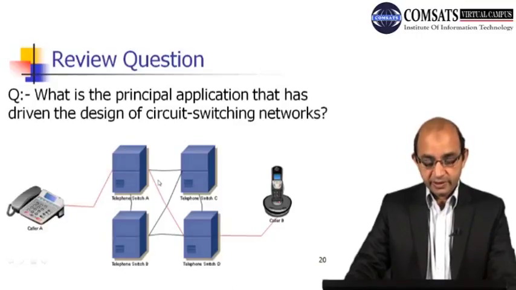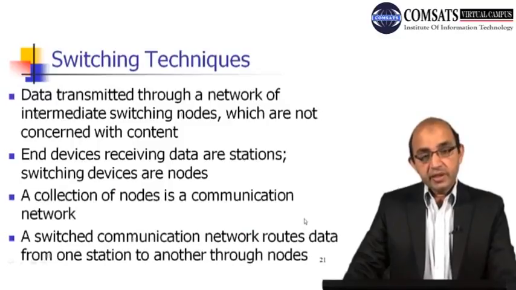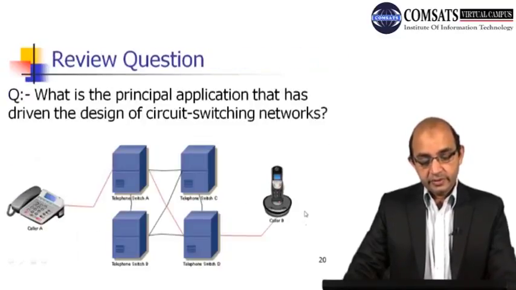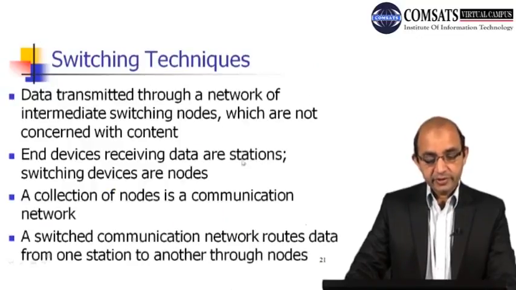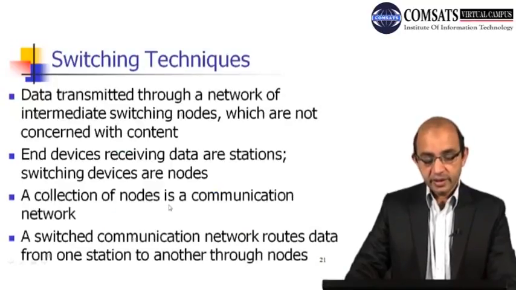And this is the station or switch that is inside the central exchange, and then those central exchanges are connected to other central exchanges, having different switches, and then we have the callee. So here is the caller, and this is the callee if we want to call from A to B. Let's talk about the switching techniques, because this is all about circuit switching. Data is transmitted through a network of intermediate switching nodes which are not concerned with the content. So these are the intermediary switches, and they are not interested in the content.